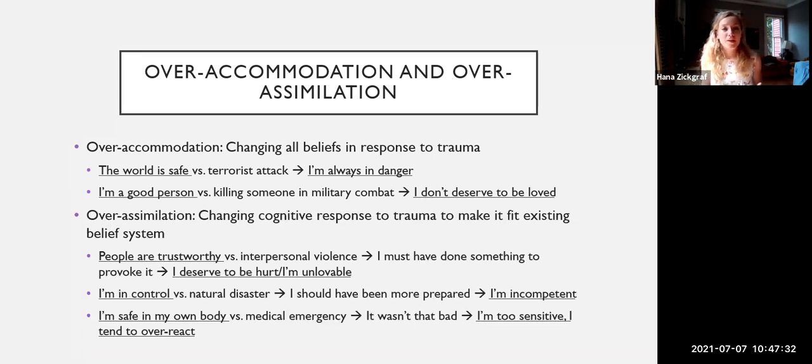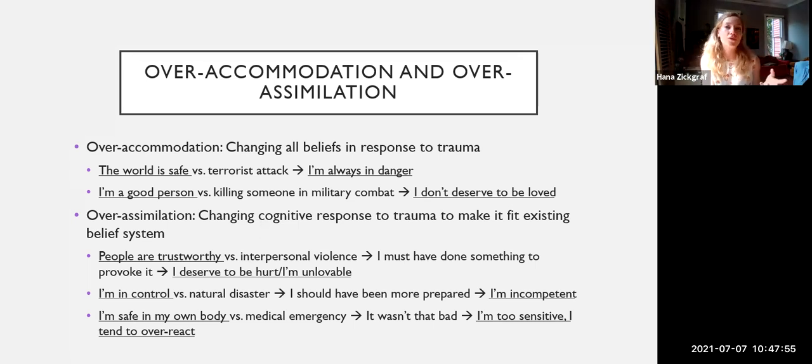Examples of over-assimilation might look like someone who has the core belief that people are trustworthy, but who experiences interpersonal violence has to come up with some explanation of what happened to them that doesn't change their belief that people are trustworthy. So they might think, well, I must have done something to provoke it. It must be my fault somehow. Maybe that means that other people are trustworthy, but I am a bad person and I deserve to be hurt.